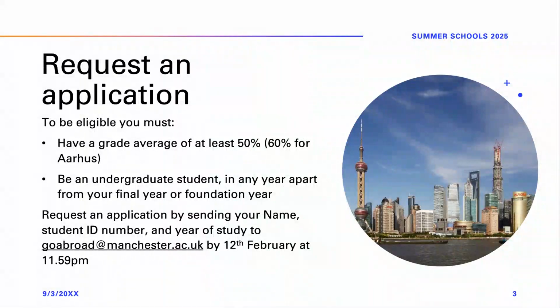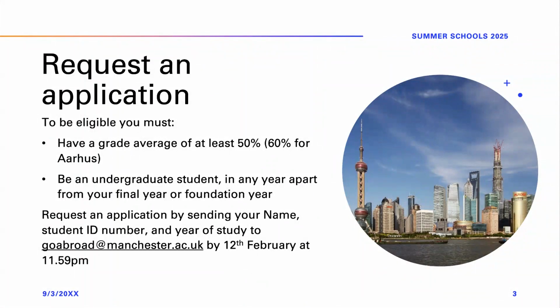As some of you probably already did before, in order to get an application for your summer school, you need to email us to request to open an application first. Generally, to be eligible to apply for summer school, you must have a grade average of at least 50%, and 60% for Ahu University. You must be an undergraduate student in any year apart from your final year or your foundation year.